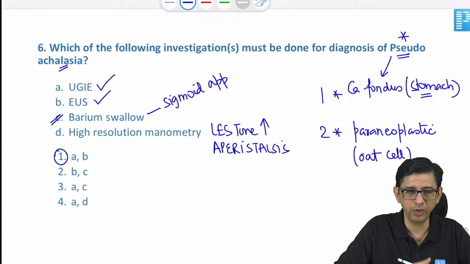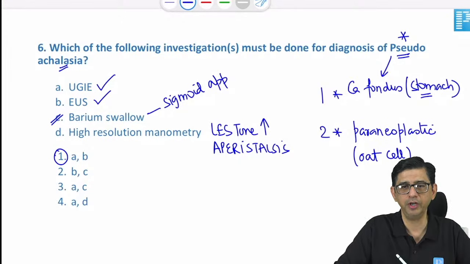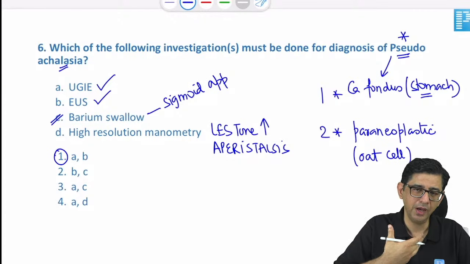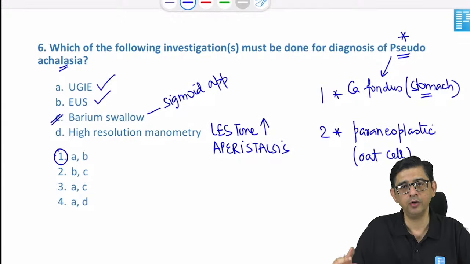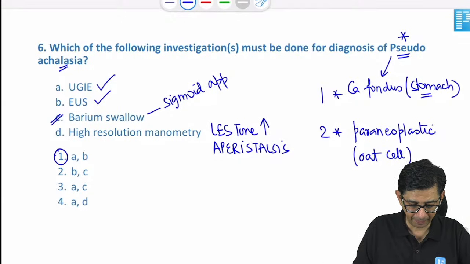Between 1 and 4, I know that you answered 4 because you thought that for achalasia cardia we have to document it. But the point is, it's asking about pseudo achalasia and is telling you how you identify the tumor, which may be present submucosally, it might be present in the deeper layer or on the exterior part of the esophagus.